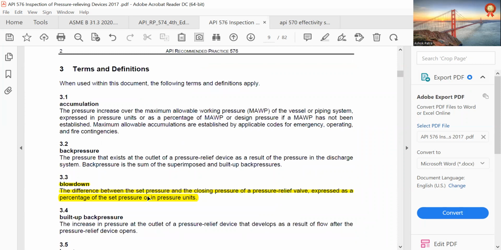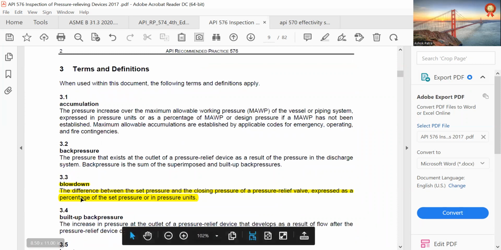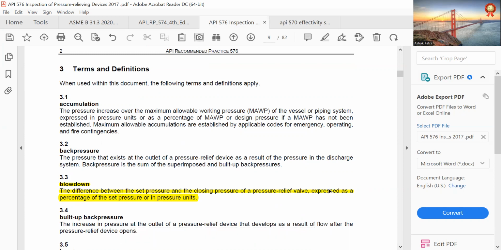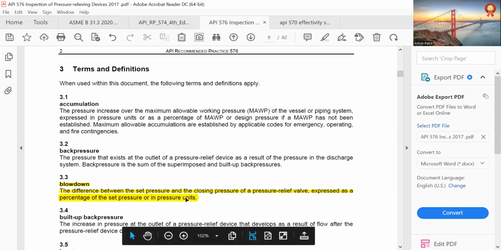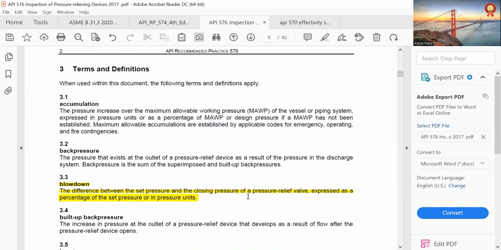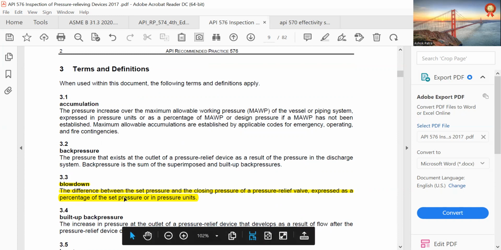So let us see terms and definitions. Blowdown: the difference between the set pressure and the closing pressure of a pressure relief valve, expressed as a percentage of set pressure or in pressure units.